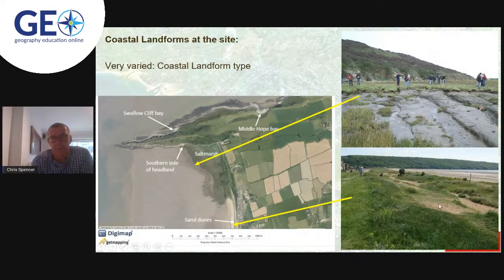This is the photo from exactly the same bay. We have these sand dunes here with a small sandy beach in front of them. So two landforms that don't necessarily feel like they should sit together so closely. So again, we need to explore why that might be. How are they coexisting so close by?